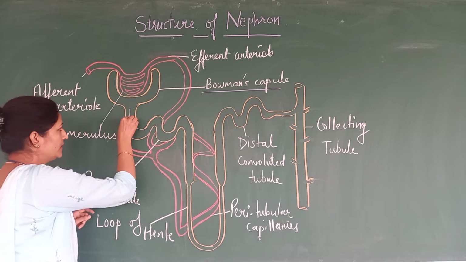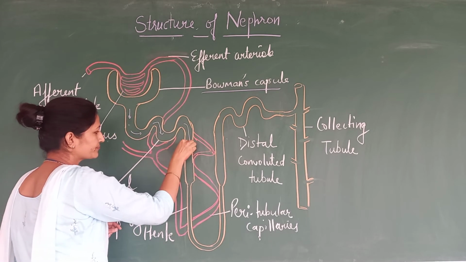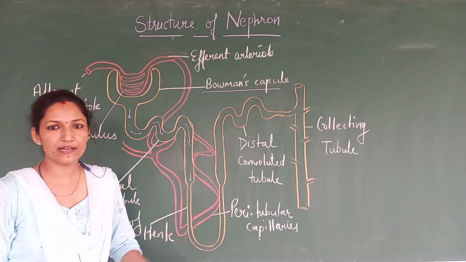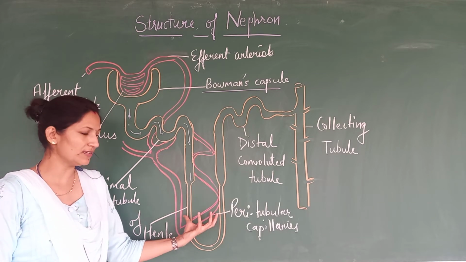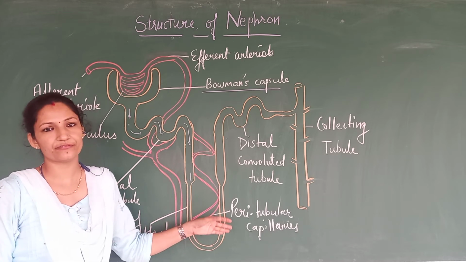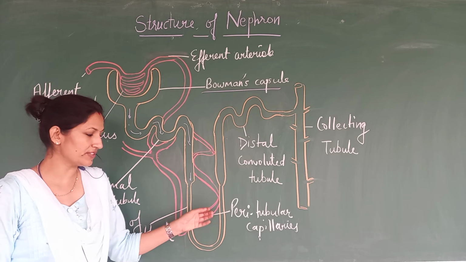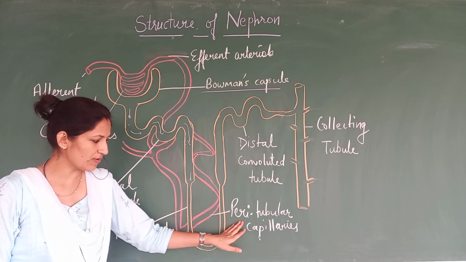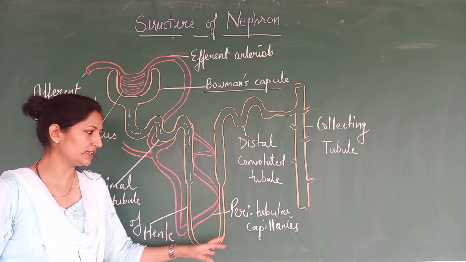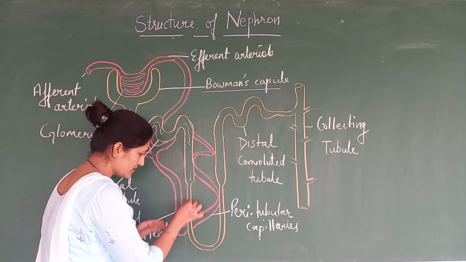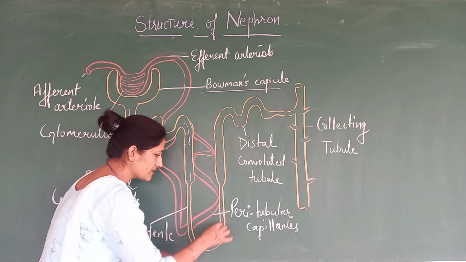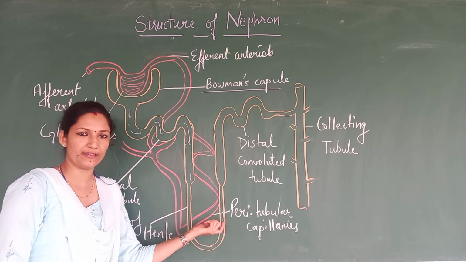After this region, the filtrate will enter into this hairpin loop-like structure. This is the loop of Henle, again after the name of the scientist. This particular region is highly responsible for the concentration of the urine. This will make the difference in concentration of urine and the surrounding fluid present in the space in that particular region, medulla of the kidney. Clear? So this is moving down, this is the descending limb. This is moving up, this is the ascending limb. Two limbs of loop of Henle.